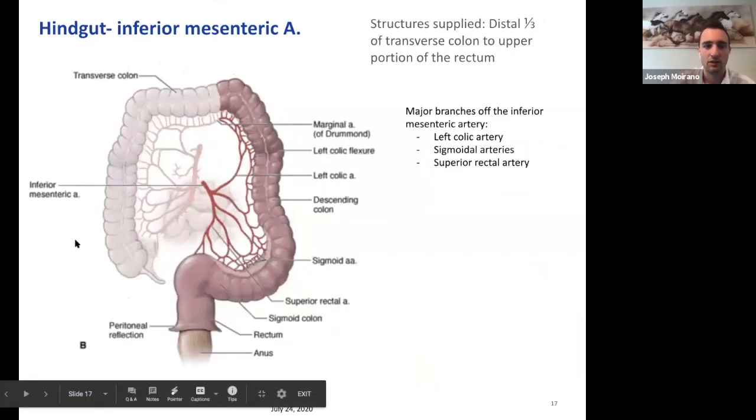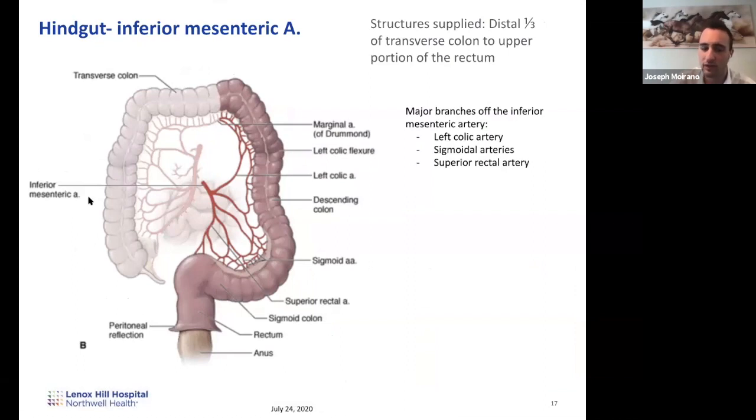And then to finish off the arterial blood supply, the last thing is going to be the hindgut. And the hindgut is going to be the inferior mesenteric artery. So that's where the hindgut is going to receive all of its arterial blood supply from. And the structure of supply there is going to be from the distal third of the transverse colon. So that's going to be starting pretty much right here to the upper portion of the rectum, which is going to be right around here.